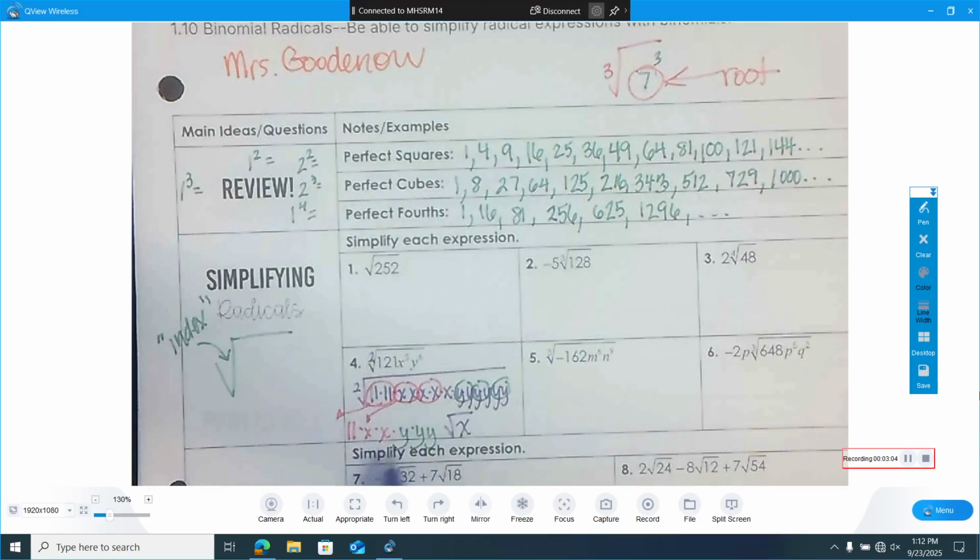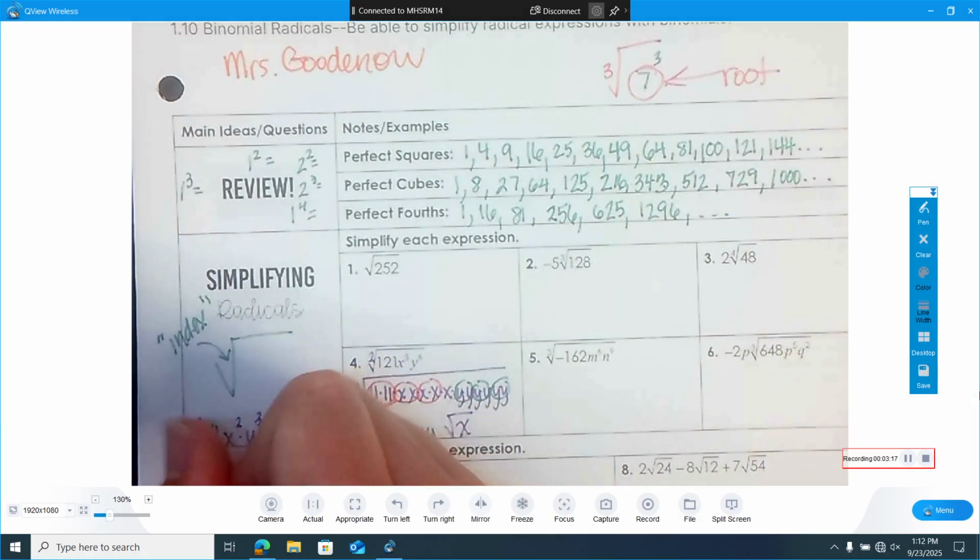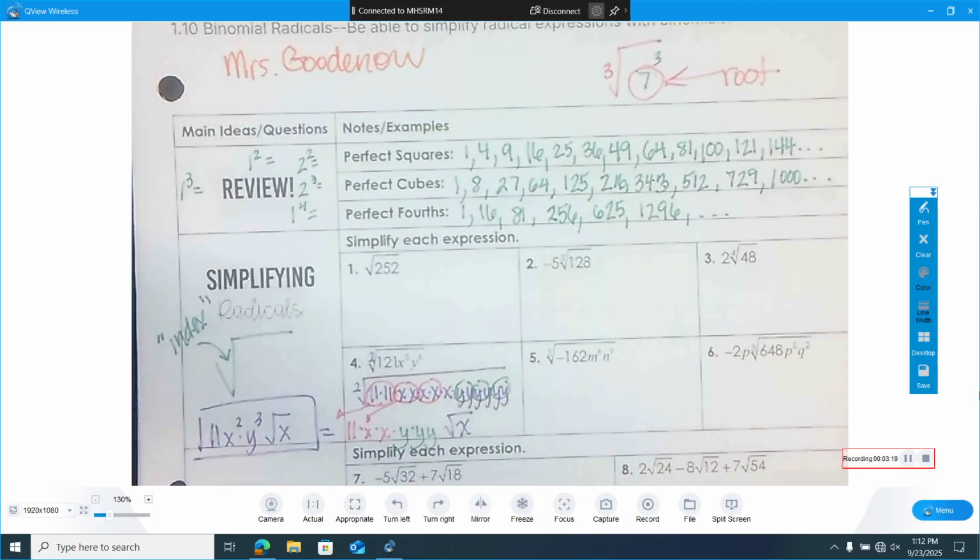Okay? And so this cleans up a little bit more. We can tighten it up. It becomes 11 x squared y cubed times the square root of x. And so this is the fully simplified answer. Okay? That's how simplifying radicals works every single time. All right? That index tells you how many we want. So you can always break those down that way.